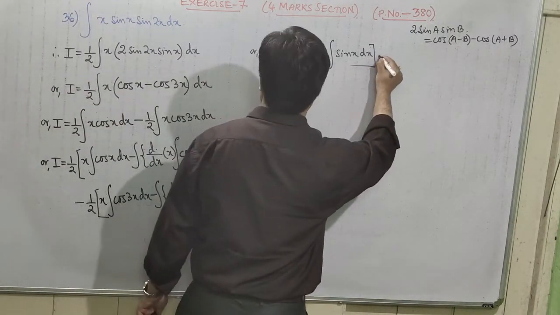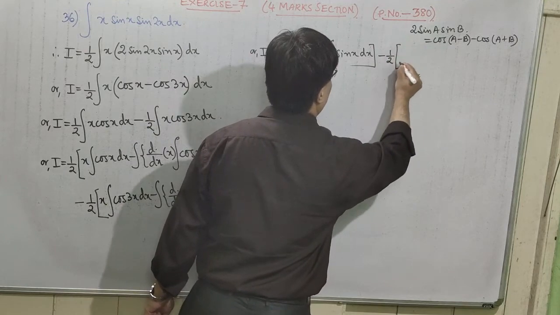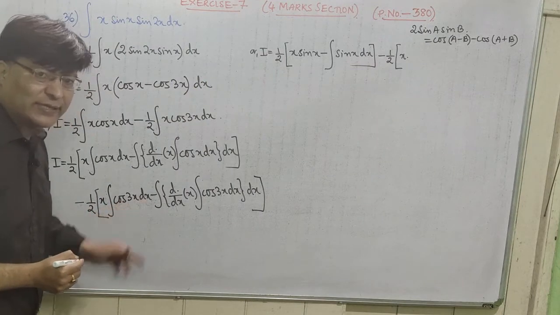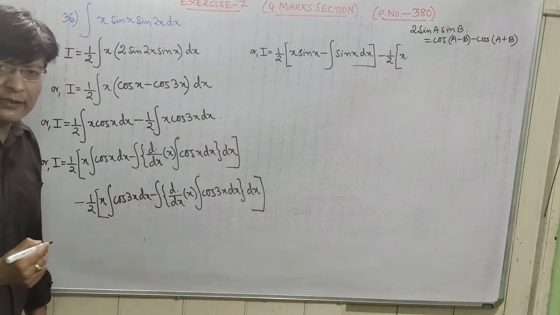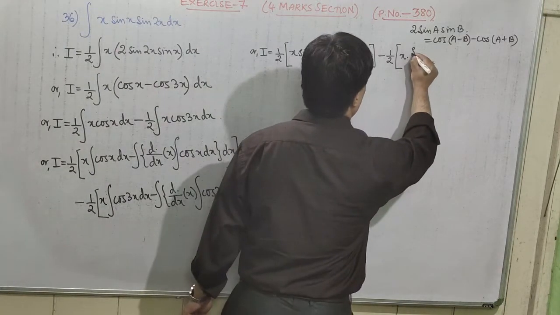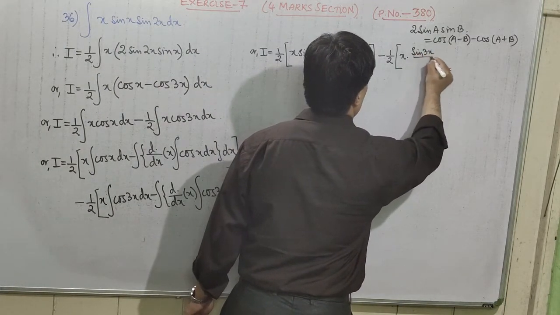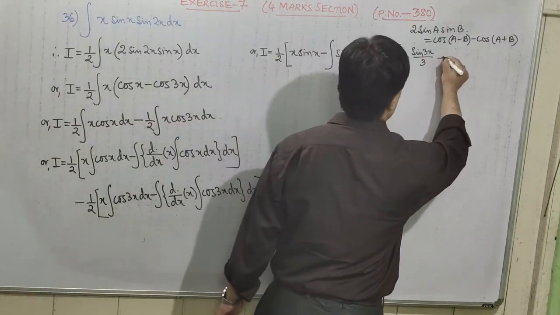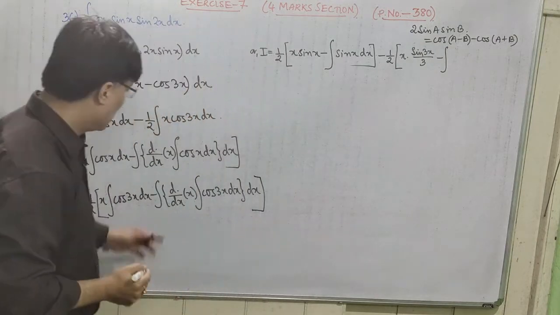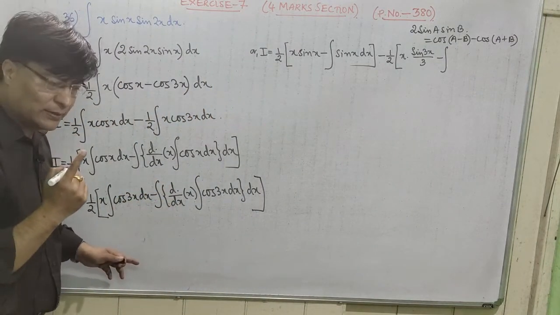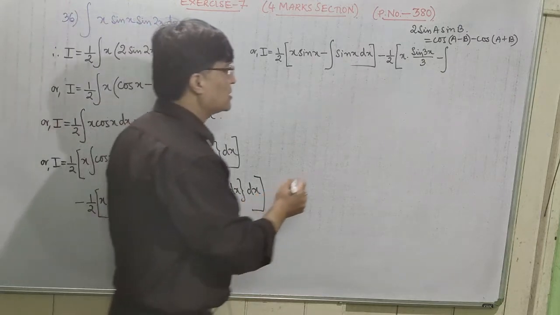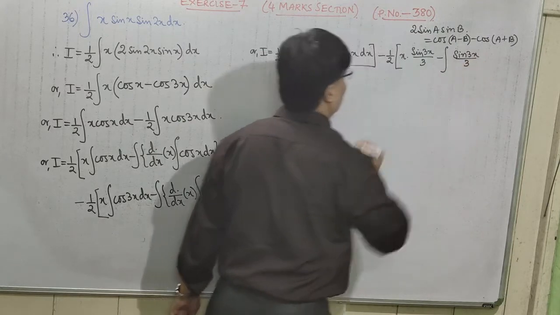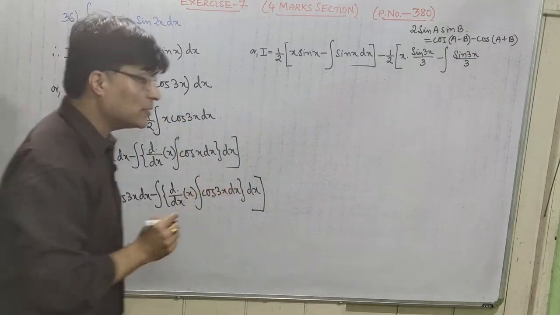Then minus sign. Minus half within third bracket. x is kept as it is. So what is integration of cos 3x? Sin 3x divided by 3. So it is sin 3x divided by 3. Then minus sign is there, integral sign. What is d by dx of x? That is 1. And what is integration of cos 3x? Sin 3x by 3. So it is sin 3x upon 3. Is that clear? Then you should write dx.